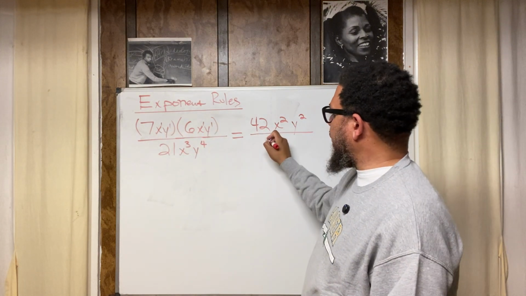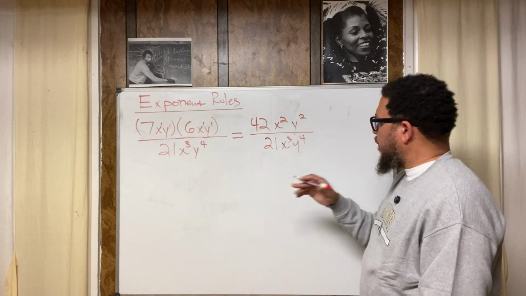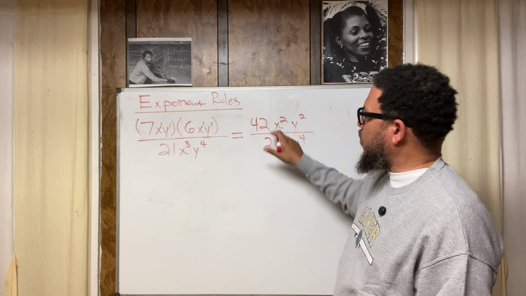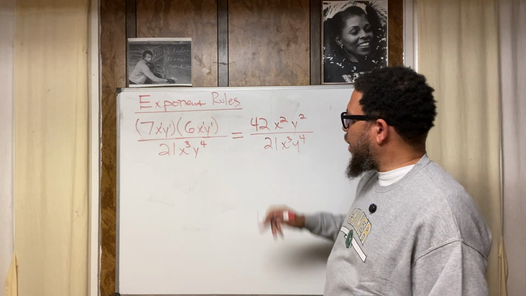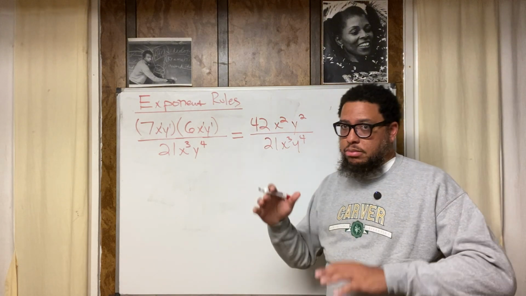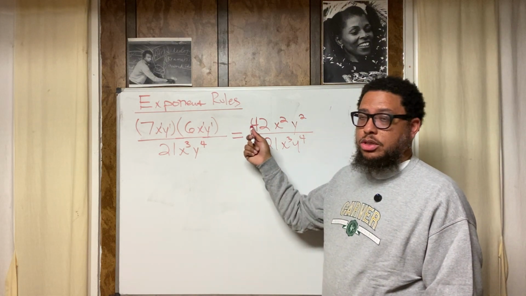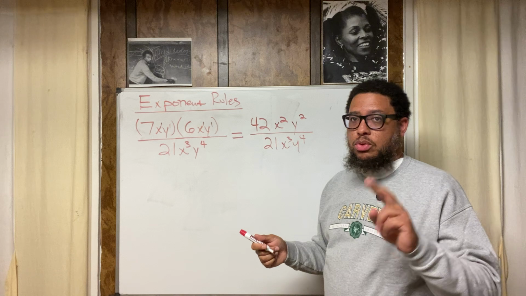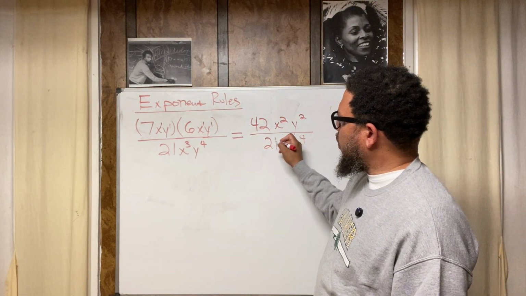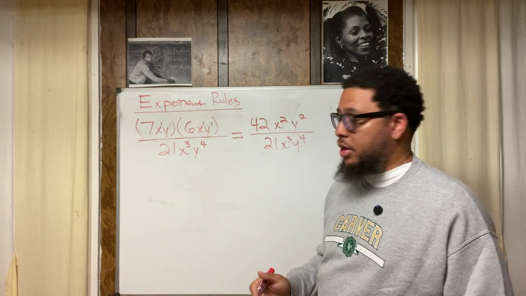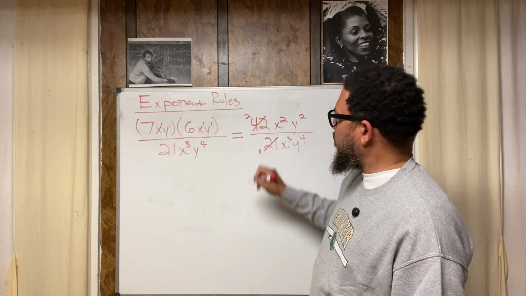Now we go down here, we rewrite the denominator, 21, x cubed y to the fourth. Now, what can I do here? These are coefficients, 42 and 21. I can divide them. I can do 42 divided by 21. Now, because I'm mathematically fluent, I know that 21 times 2 is 42. So therefore, 42 divided by 21 equals 2. So that means that 21 and 42 have a common factor of 21. So I could say 21 divided by 21 is 1, and 42 divided by 21 is 2, right?